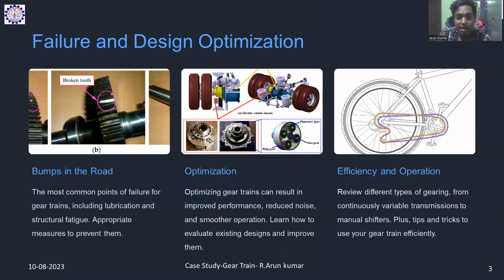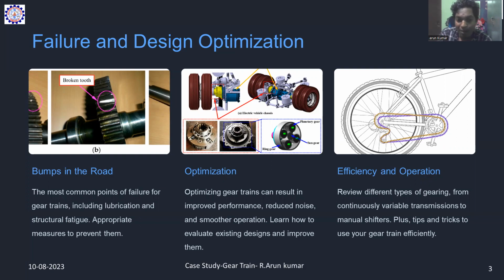So what are the failures and design optimizations? In case of failure, the most common points of failure for a gear train include lubrication and structural fatigue. Fatigue means repeated loading. We also look at appropriate measures to prevent them.